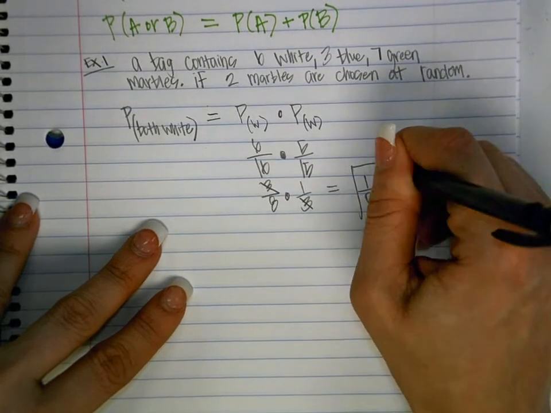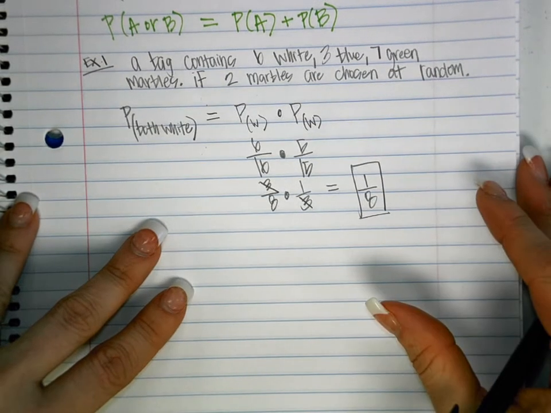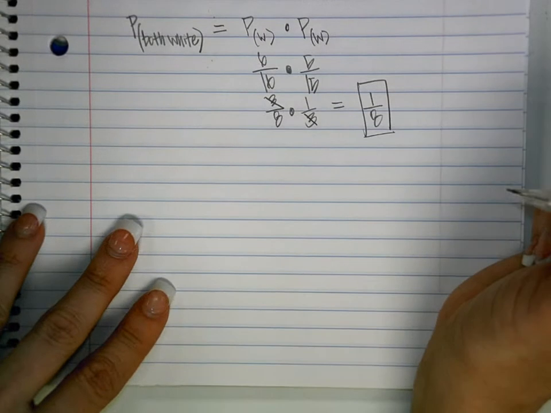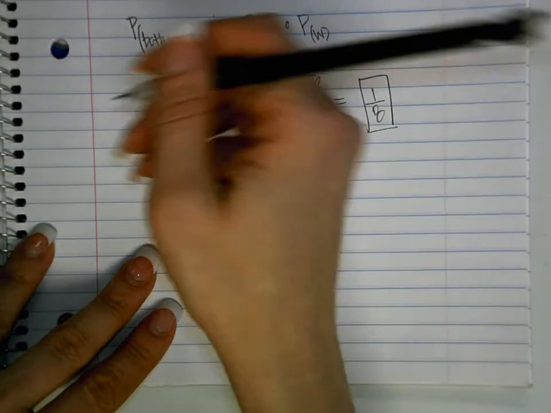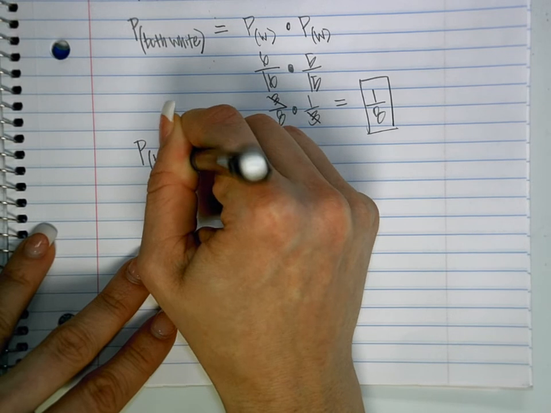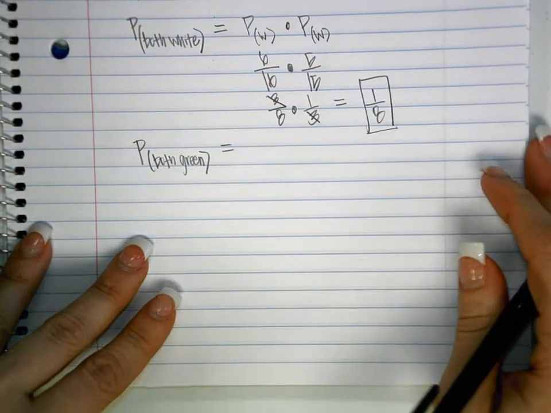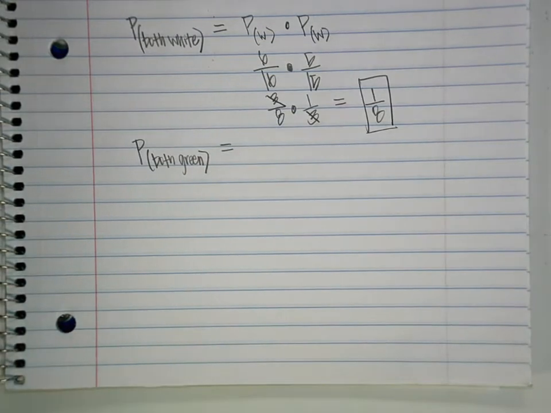Okay? So I'm going to tell you, I would simplify before you actually multiply. So cross cancel, cross reduce before you multiply. Okay? Now, the probability of both of them being white was 1 in 8. Now I want you to find the probability that they are both green. Will it be exactly the same? No, because there are different amounts of green and white ones.